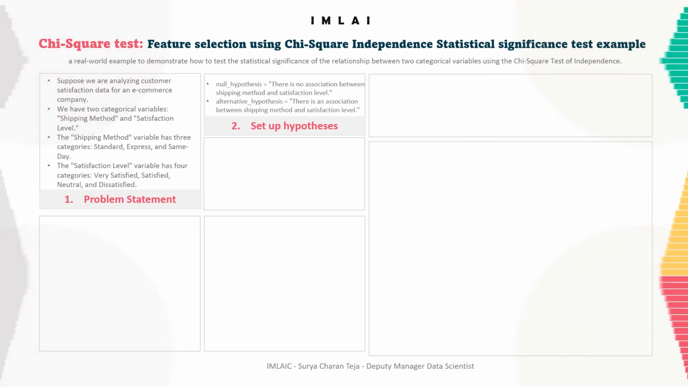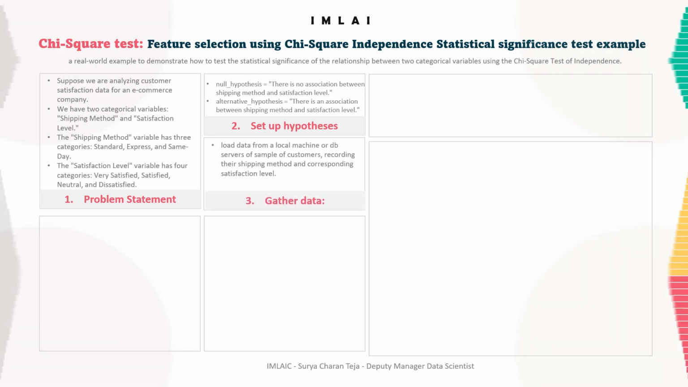So now let's move on to the third step, because setting up the hypotheses was also done. Now it's time to gather data. We have done this step earlier, but still, you have to load data from a local machine or DB servers, a sample of customers recording their shipping method and corresponding satisfaction level. That's our third step, and then slice the required data from the table.